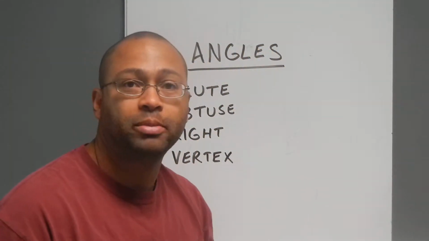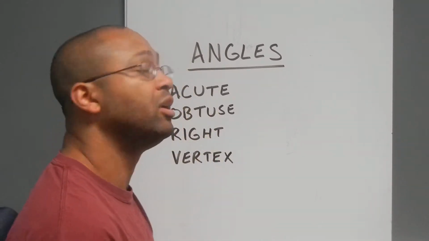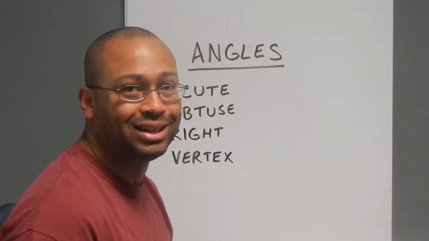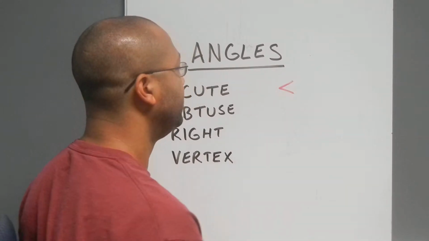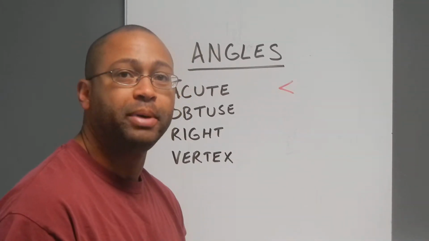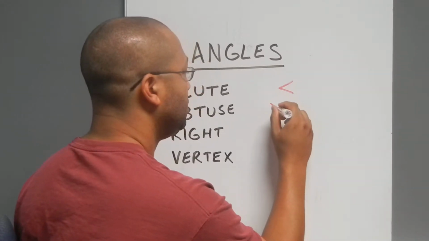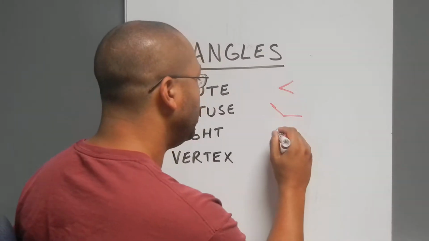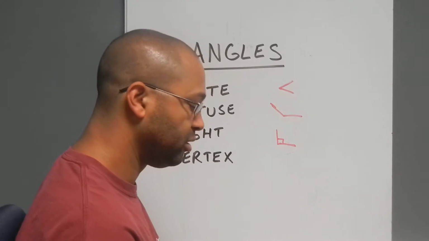Some of the most basic two-dimensional shapes are angles. We have acute, obtuse, right, and we also have a vertex. An acute angle is anything that measures less than 90 degrees, and typically we're talking about an angle that looks like that. Obtuse angles measure more than 90 degrees. A right angle measures exactly 90 degrees, and when we draw it, you'll see a little box in the corner. That means it's 90 degrees.